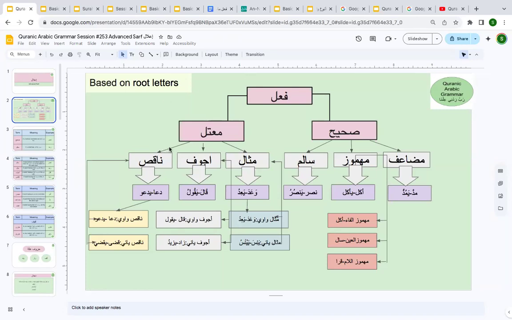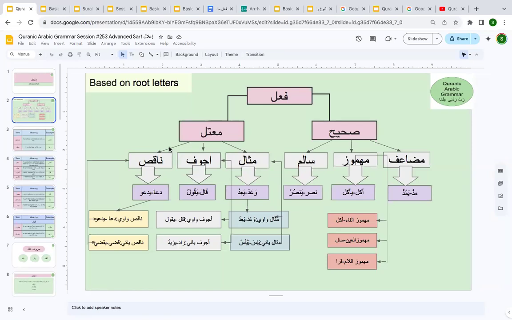Yes. So if your fi'l has waw and ya as its root letter, it is going to be on the left side, and it is going to be either mithal, ajwaf, or naqis based on the position of the root letter. I hope this was all clear to each and every one of you who were there in the session on Saturday. So then we went over how you are going to further subclassify your mithal into mithal wawi, mithal yai, your ajwaf into ajwaf wawi, ajwaf yai, and your naqis also into naqis wawi and naqis yai.